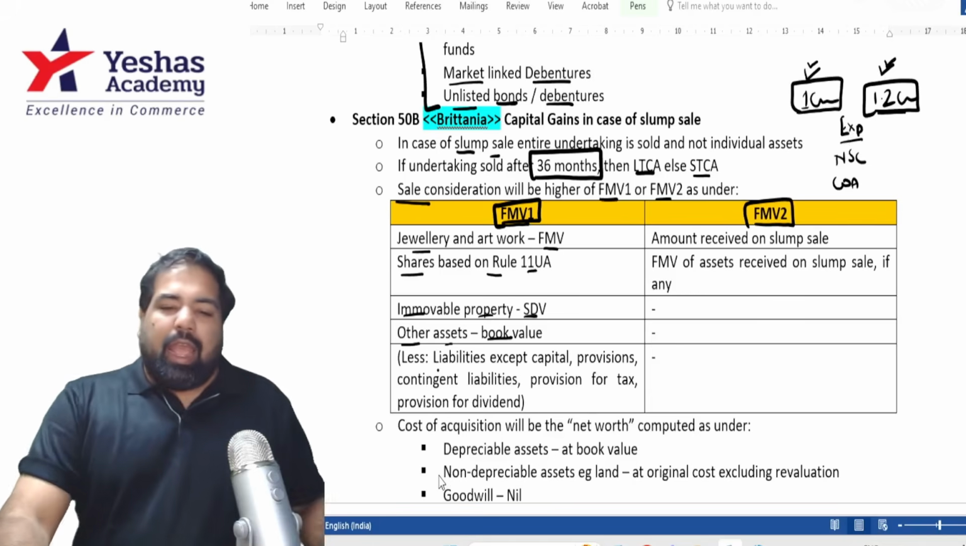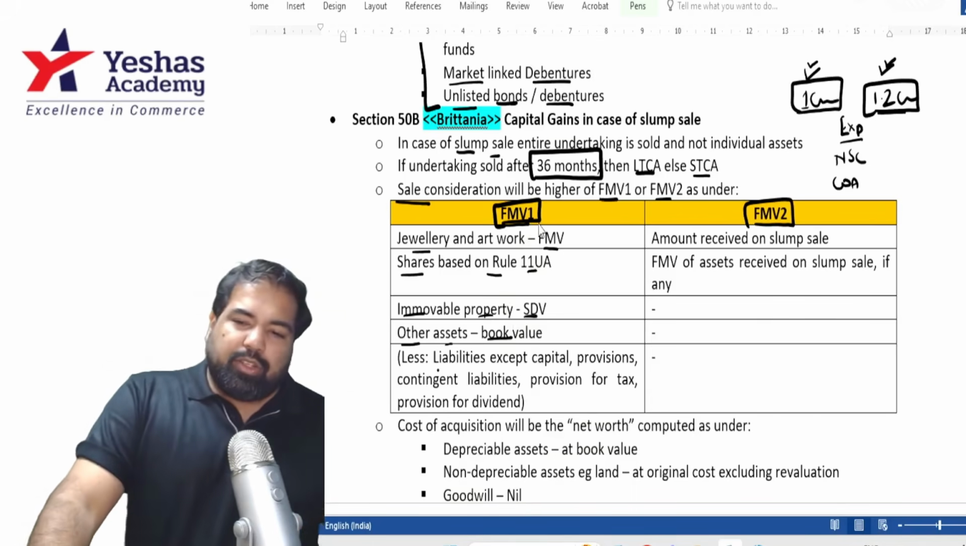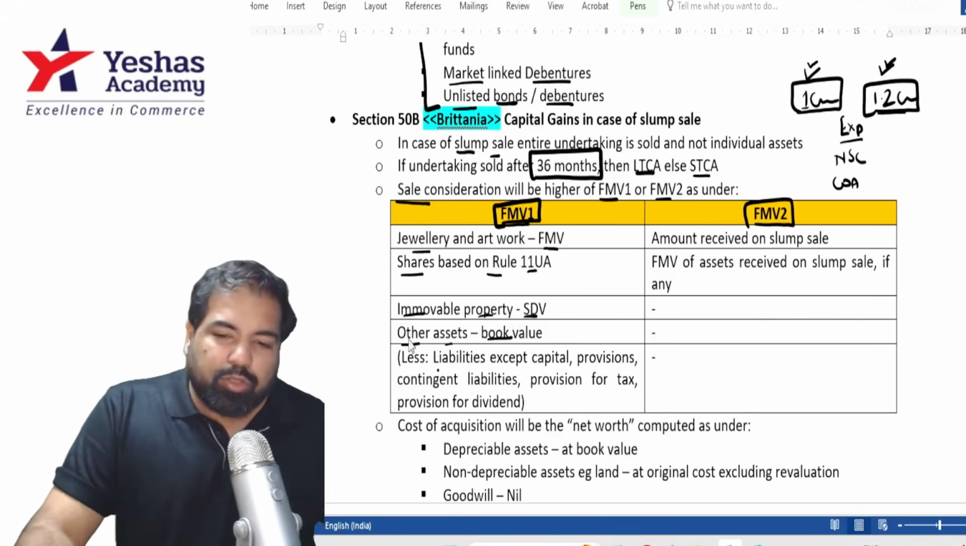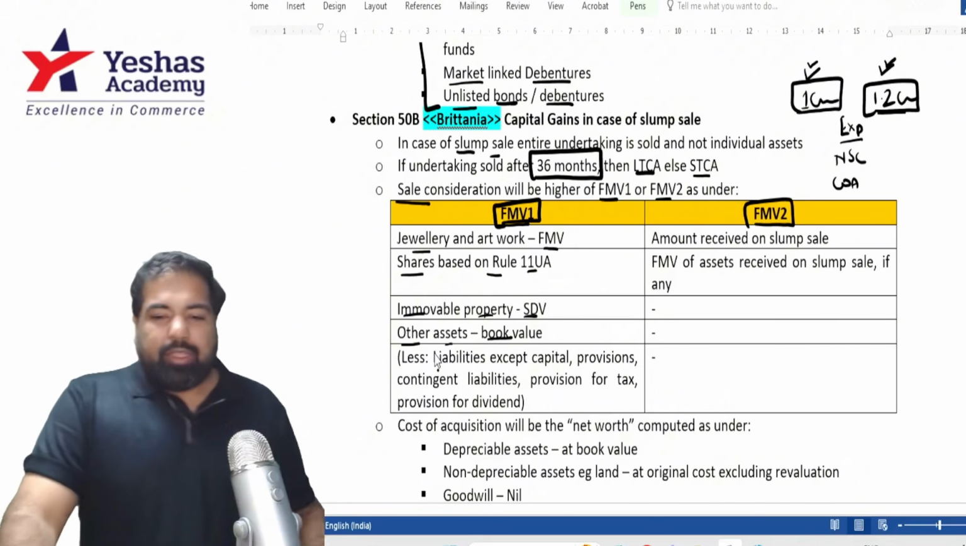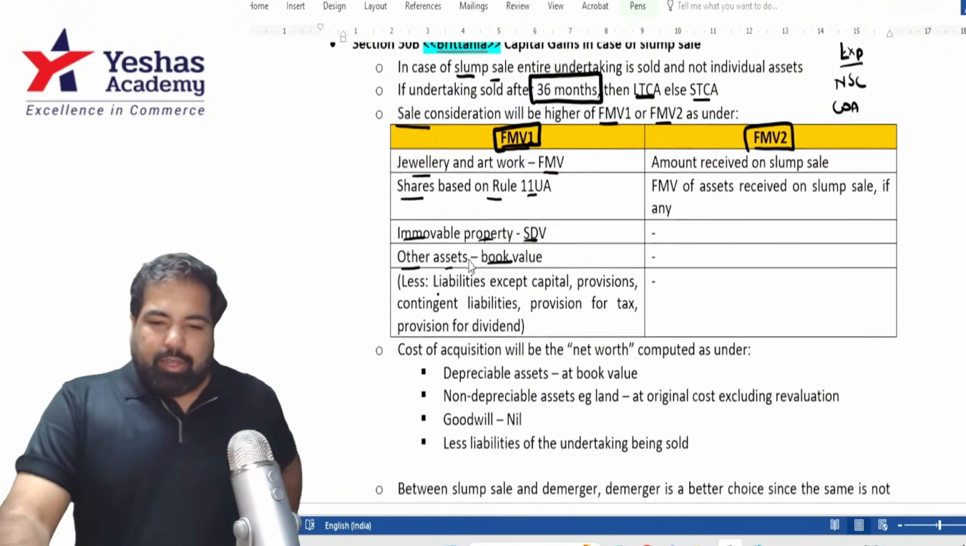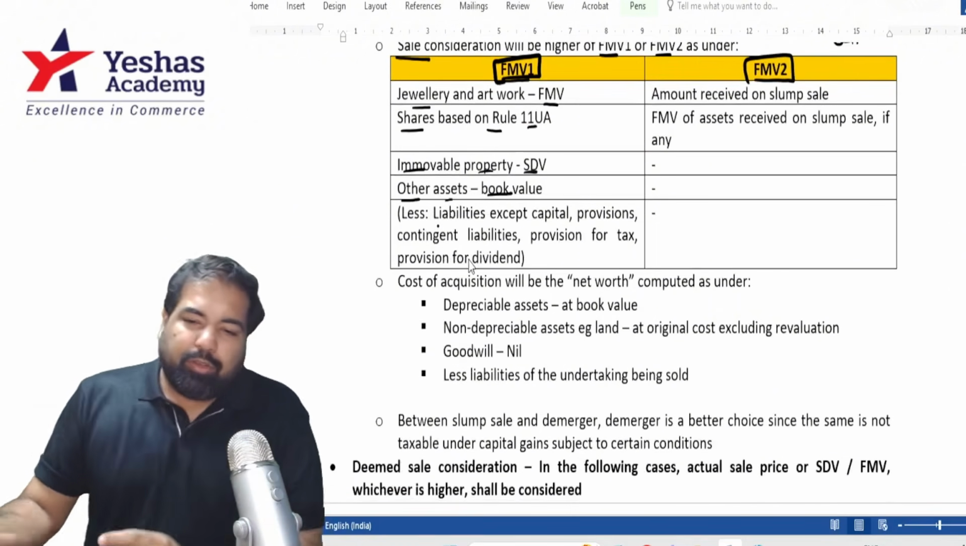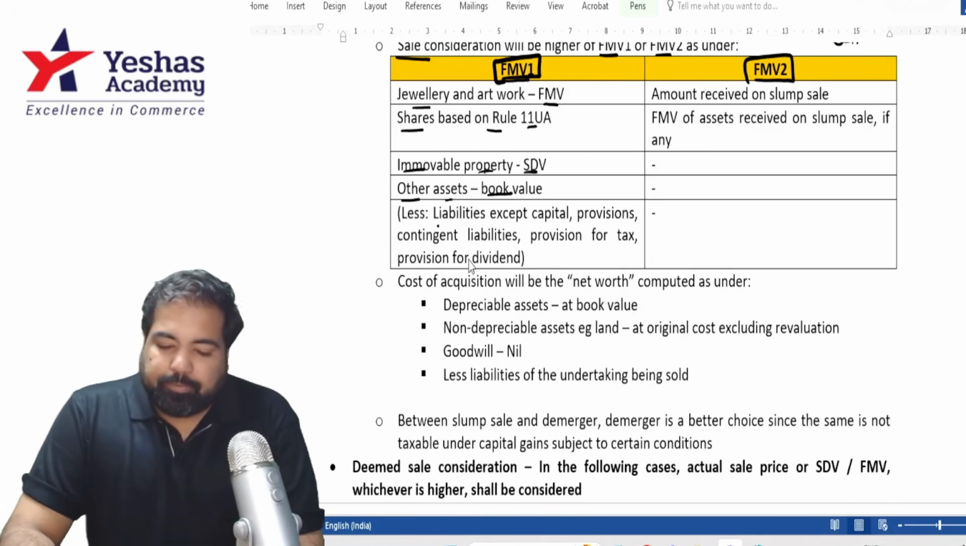All right. And in calculating this sale consideration and calculating fair market value, you can also minus liabilities, only real liabilities. You cannot minus any provisions, etc. Cost of acquisition will be the net worth. Just 1 second.